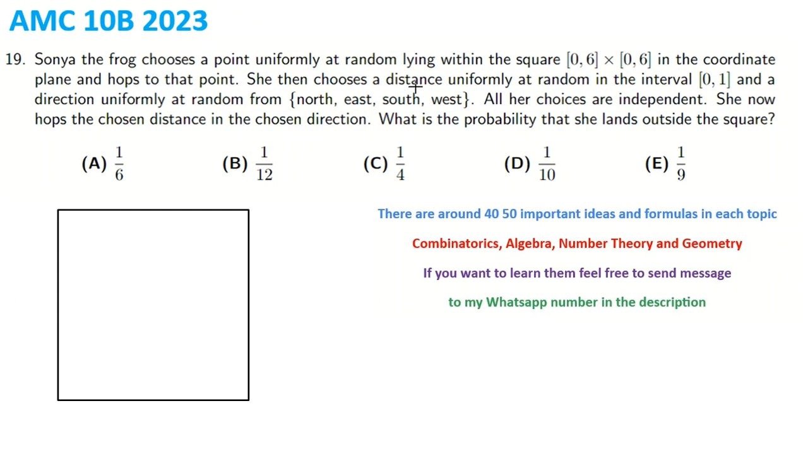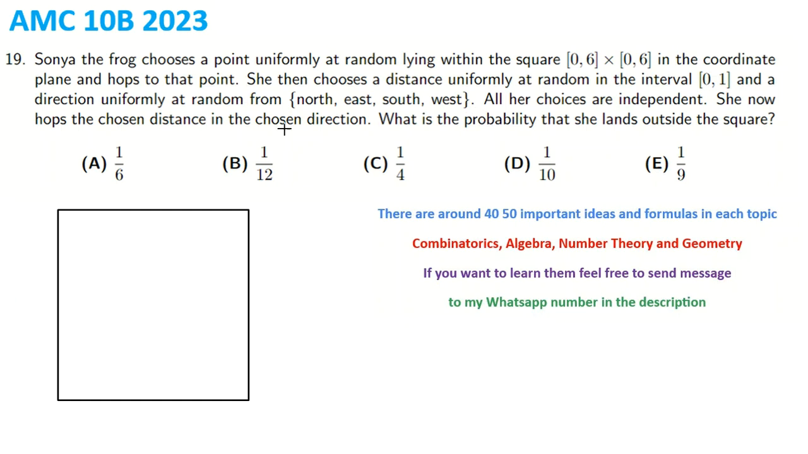She then chooses a distance uniformly at random in the interval 0 to 1, and a direction uniformly at random from northeast, southwest. All her choices are independent. She now hops the chosen distance in the chosen direction. What is the probability that she lands outside the square?